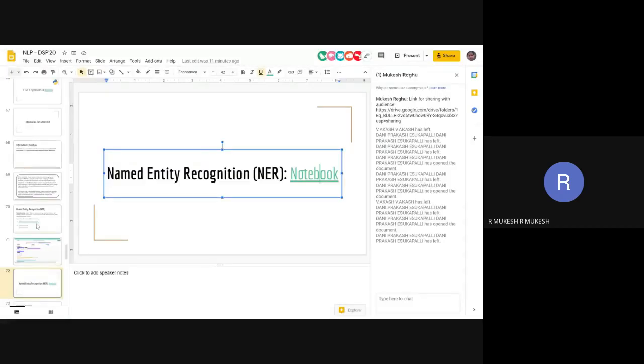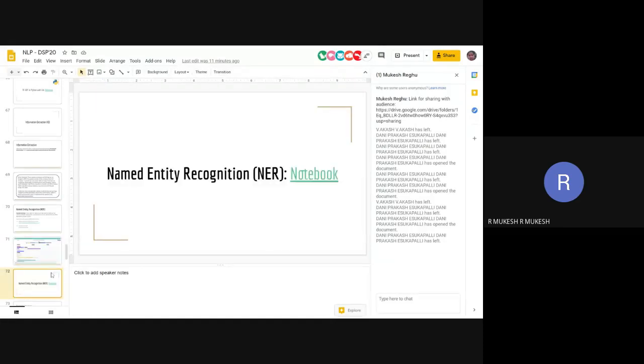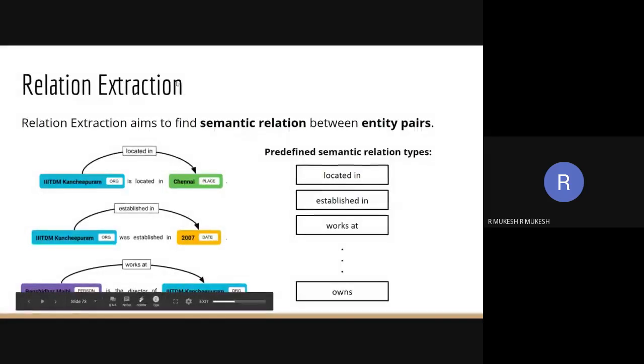So the next task, as I said, is associating the relation between the entities, and that is where the next task comes in, which we call relation extraction, right? So you can see here that I have 3 sentences. I have identified the entities in these sentences, and I have identified the relations in these sentences.